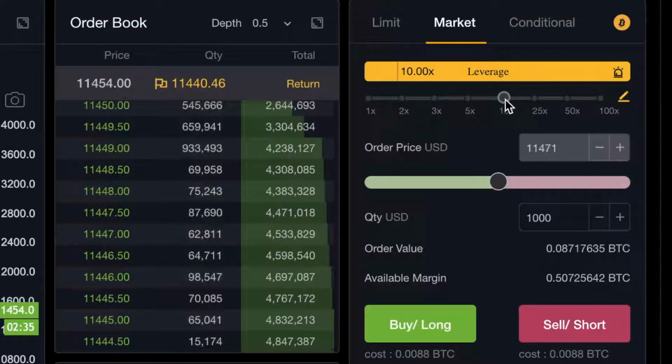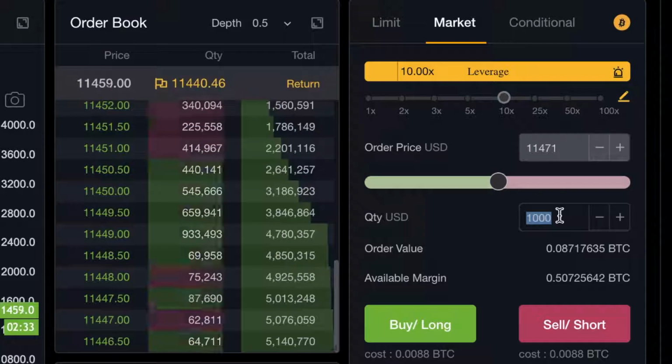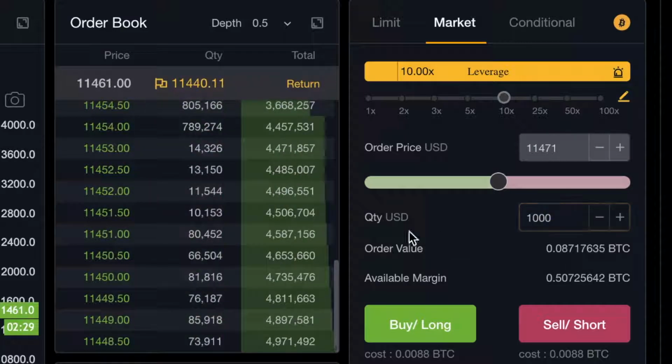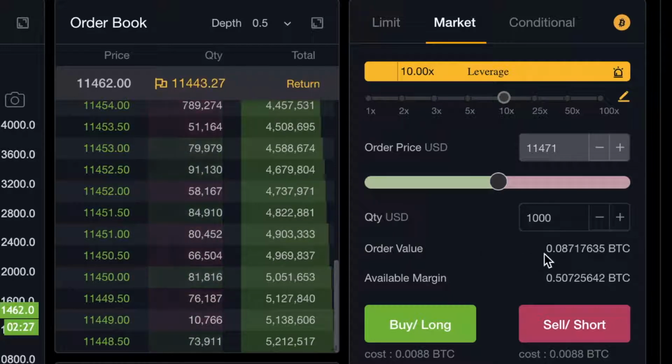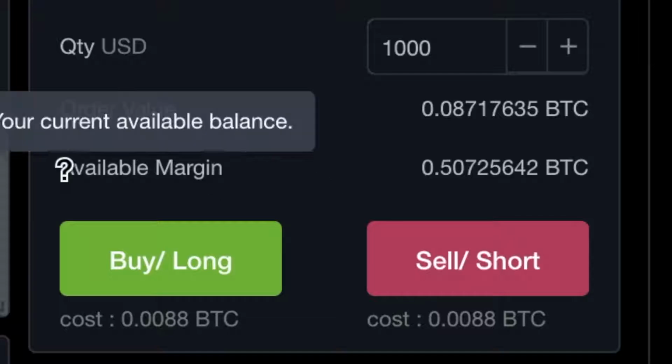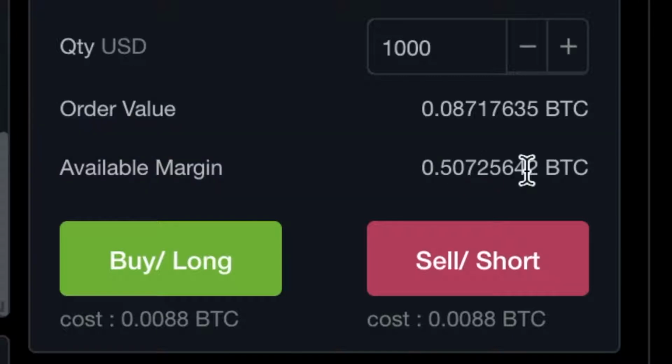We want to have 10x leverage, and we want to do 1,000 contracts, 1,000 US dollars worth. This is going to give us an order value of approximately 0.087. Available margin is what we have in our account. And this would cost us 0.0088, which is the cost from our available margin to put up this position. You can see that the order value is 10 times the cost because we're going on 10x leverage.